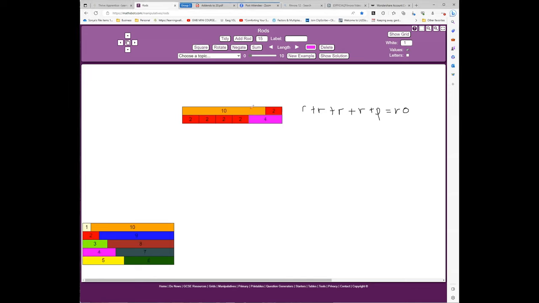All right, so there we are. Here we have this. Actually, let's go ahead and do not the values. I'm going to go ahead and do letters. Just a second.